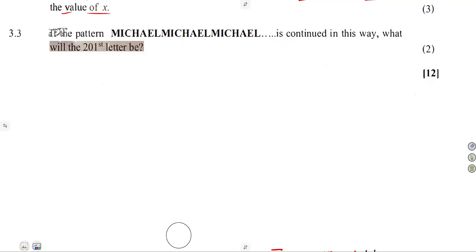What will the 201st letter be in terms of the order? Like we've got 200, then 201. Which letter are we going to have there when n is equal to 201? So this is the exact way, guys. Definitely we're going to count. This is our Michael, like this.